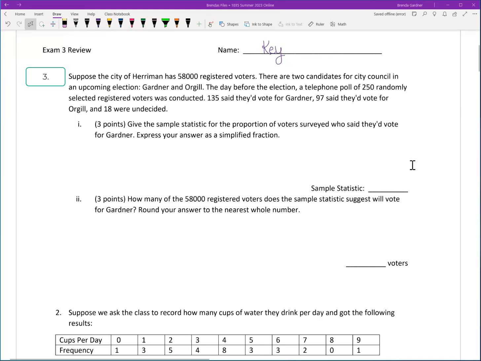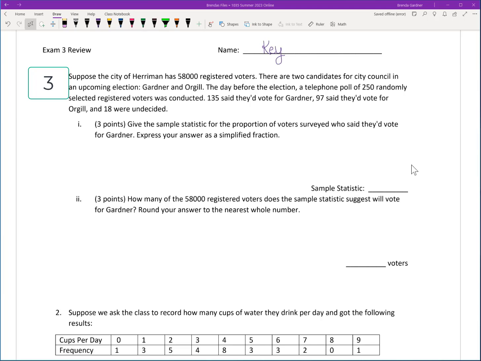Okay, everyone, so I'm going to go through the exam 3 review that I sent out in an announcement. So question number 1, suppose the city of Harriman has 58,000 registered voters. There are 2 candidates for city council in the upcoming election, Gardner and Orgill. The day before the election, a telephone poll of 250 randomly selected registered voters was conducted. 135 said they'd vote for Gardner, 97 said they'd vote for Orgill, and 18 were undecided.